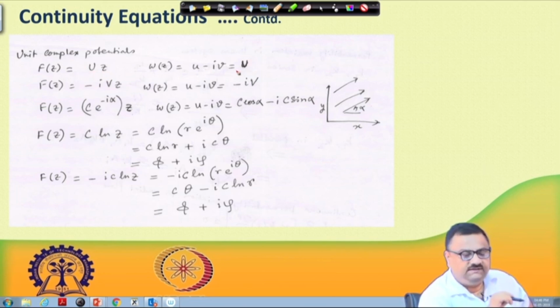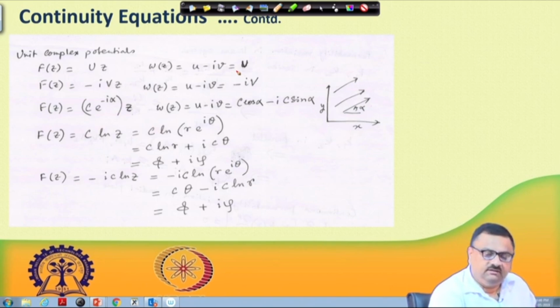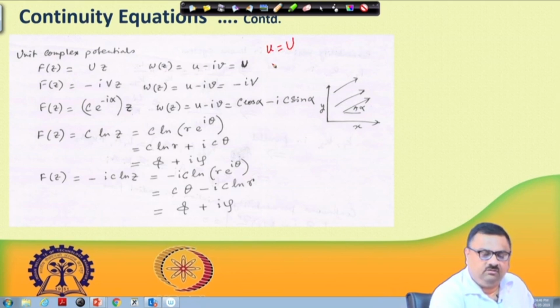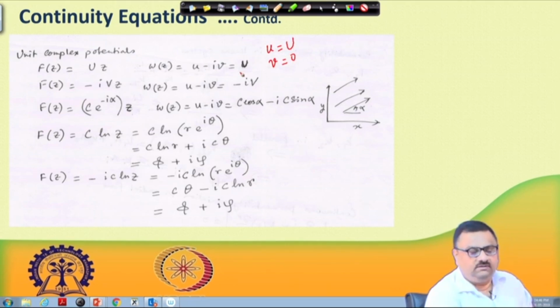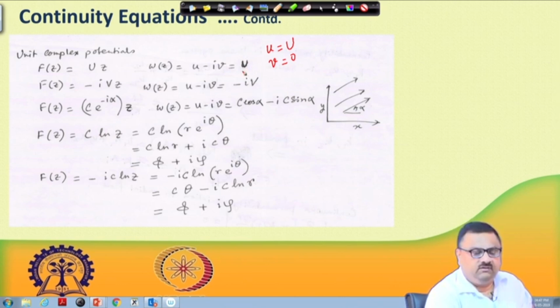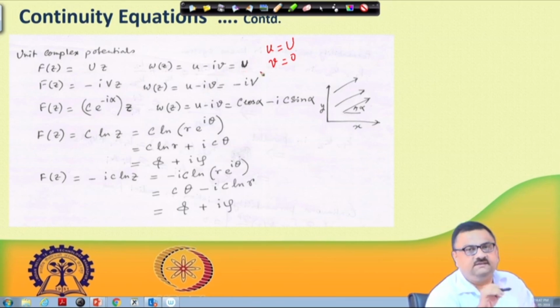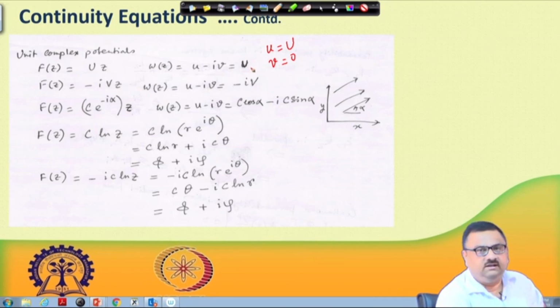So, what that means is that for this type of flow here, u is equal to capital U and v is equal to 0, because on the right hand side I have only the real component. Let us say u is some constant number. So, if we match real with real, imaginary with imaginary, real is basically capital U and there is no imaginary component here, it is 0.